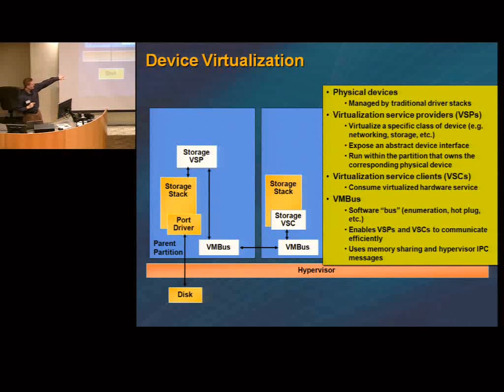And then we have a component at the very bottom that's running in all the partitions that we refer to as VM bus. That's simply a transport layer that makes use of some simple message passing mechanisms in the hypervisor, as well as shared memory. So we can get very fast transfer of both those I/O commands and then the data back in response.